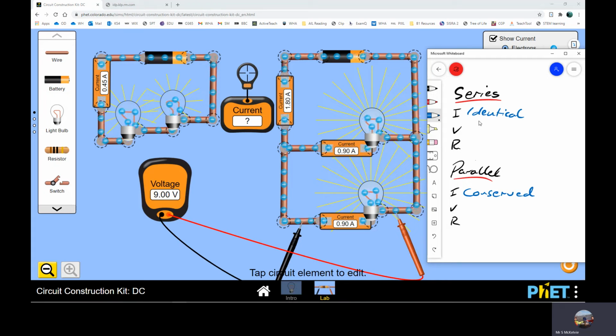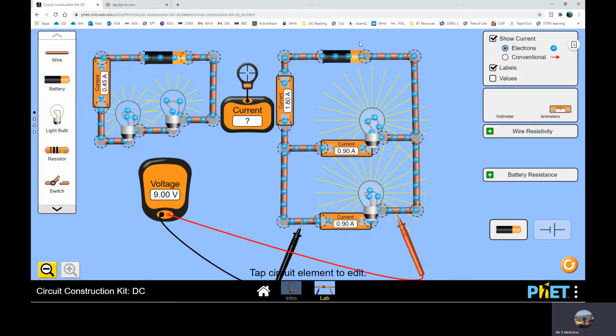So we'll say that the voltage in a series circuit is shared among the components, and in parallel circuits they'll be the same. Now this is only true when we have identical components or identical loops. So if there were 2 bulbs here, then that wouldn't be the same thing, but it's a good rule to have.